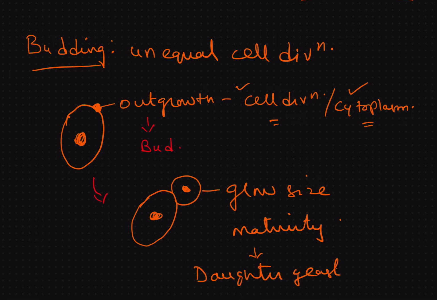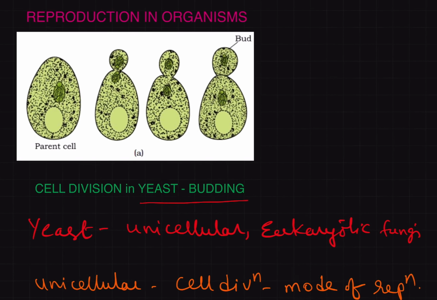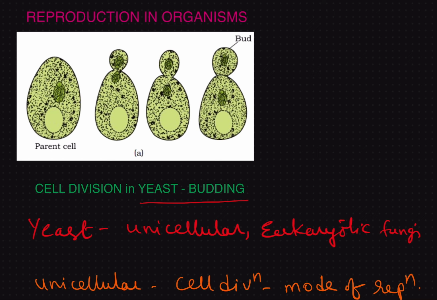Daughter yeast cell. Now friends, this daughter yeast cell sometimes remains attached to the mother cell or the parent cell, or sometimes it gets detached from the parent cell. It depends. So budding is a very common mode of asexual reproduction found in organisms like yeast, right?